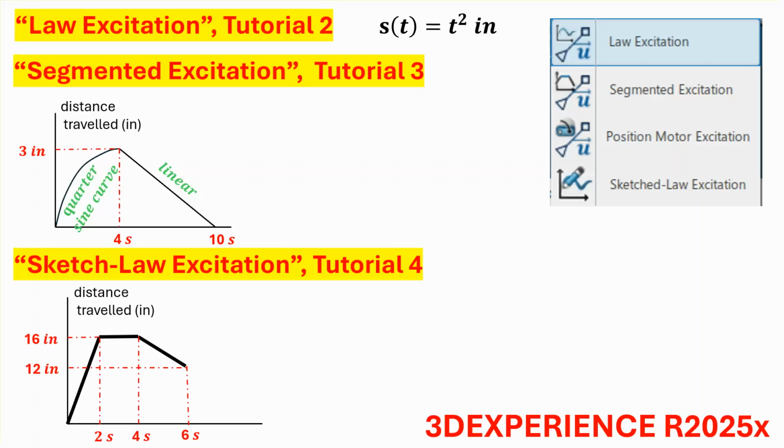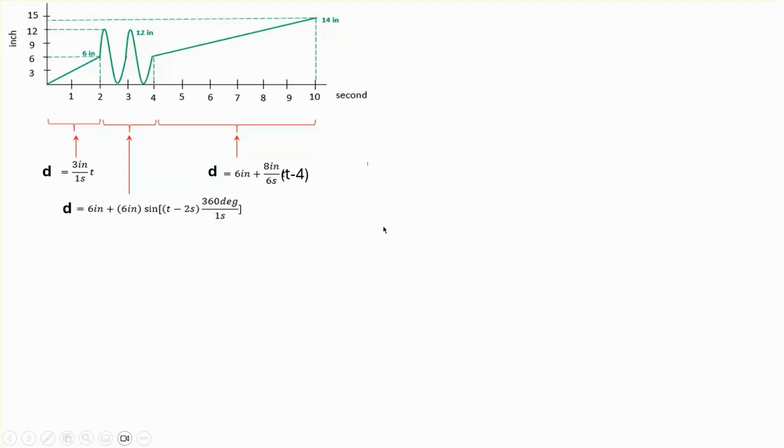Then I did the sketch law excitation in tutorial 4, where you create a sketch and you tell the software how to follow this pattern, pretending the horizontal axis is t and the vertical axis is displacement. So this was actually in tutorial number 4. What I want to do is this one.